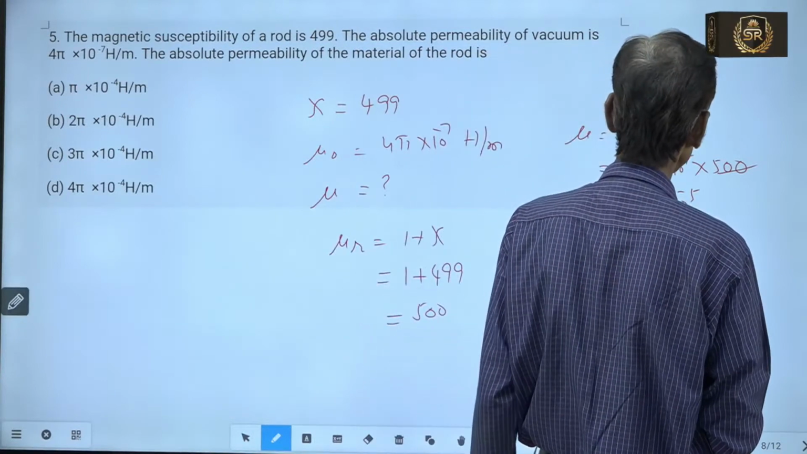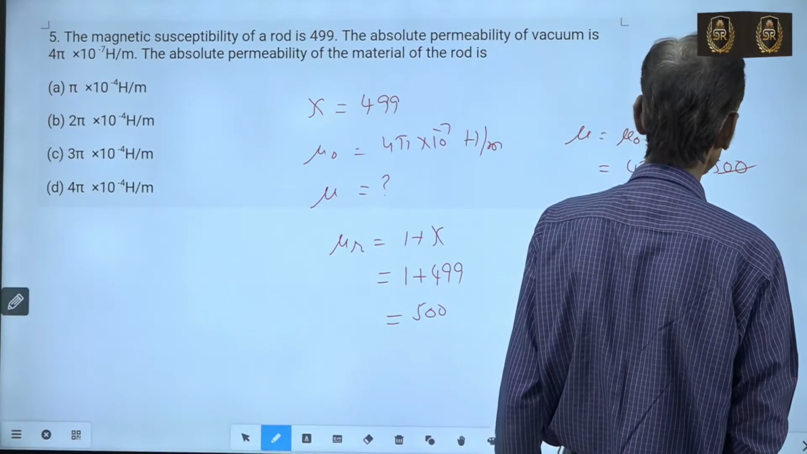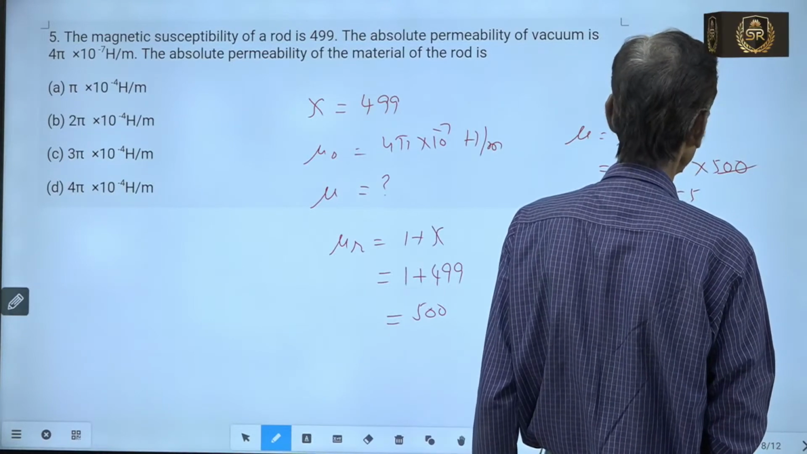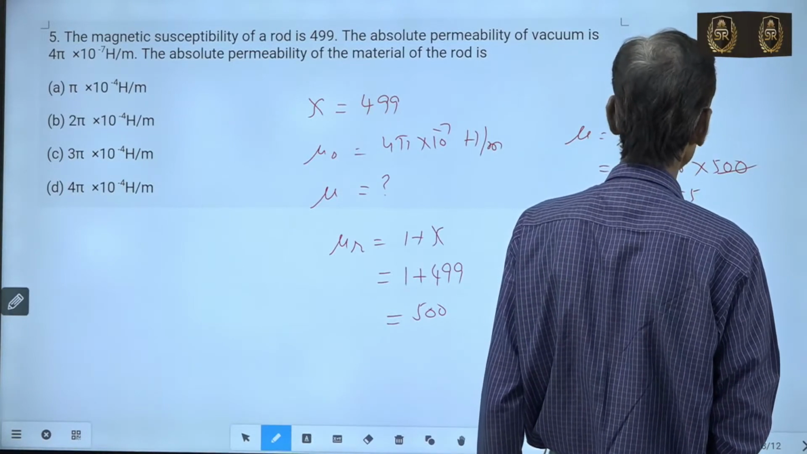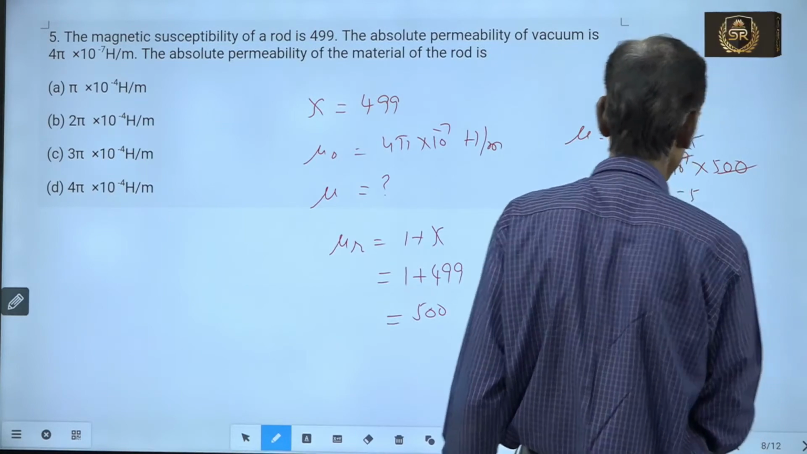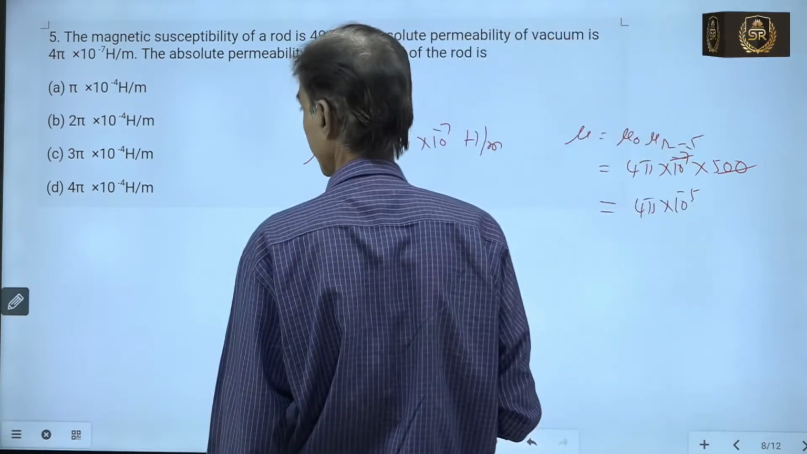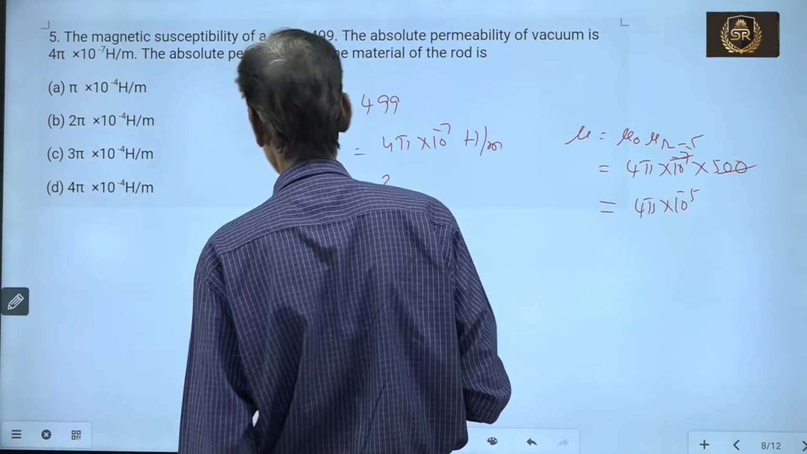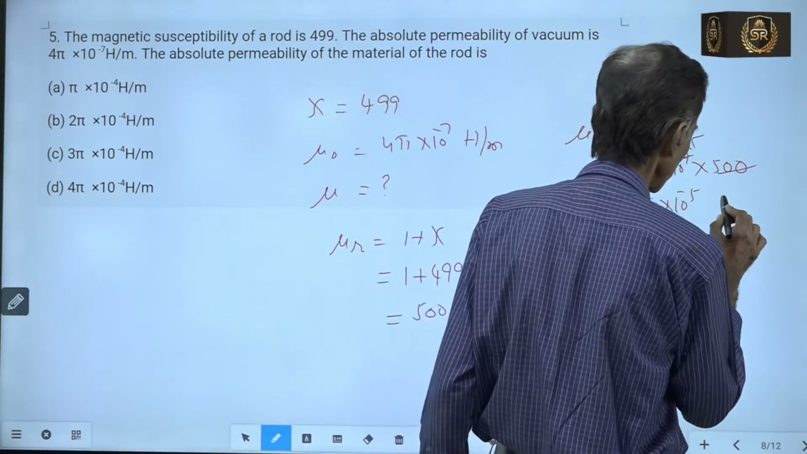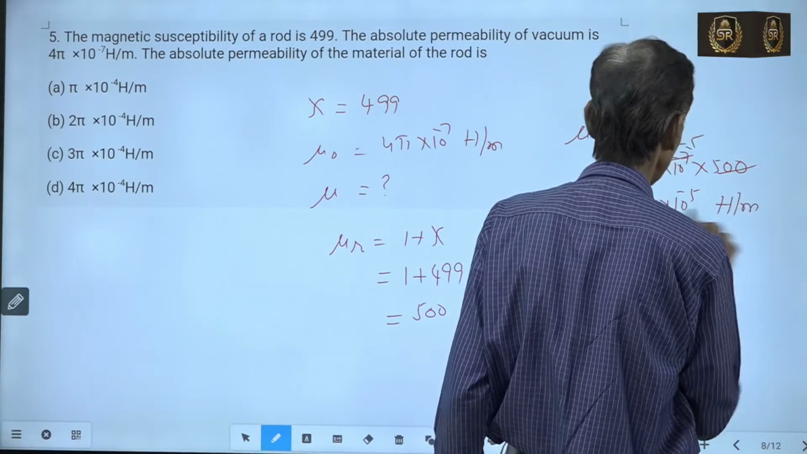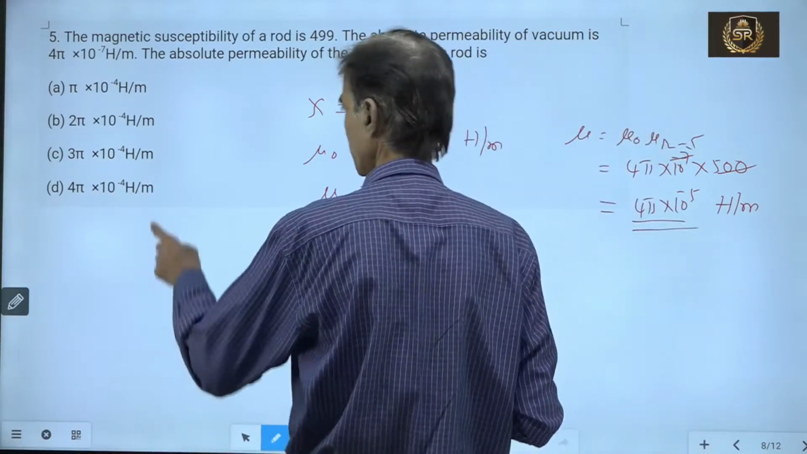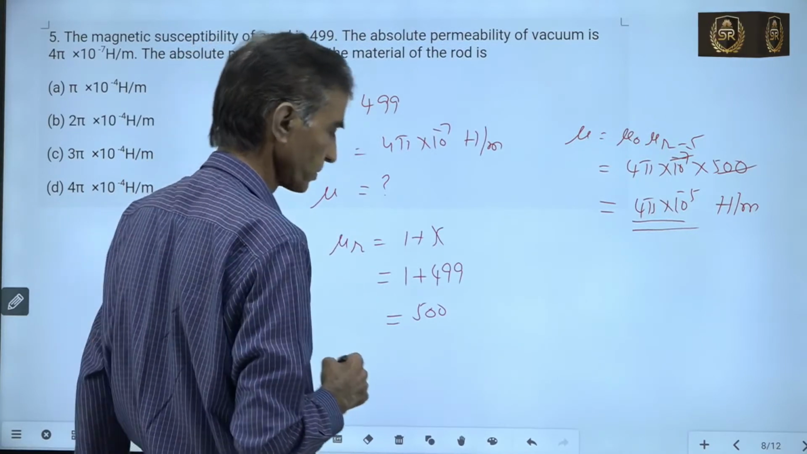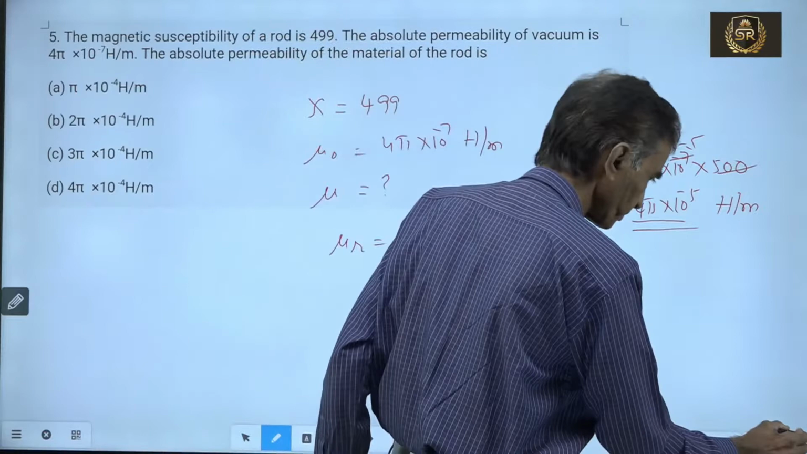Is it minus 4? We have 10 power minus 7, then we have here 10 power minus 5. Only 2 we have, no. Therefore, it should be 10 power minus 5, not 10 power minus 4. So the correct answer should be 5, Henry per meter. Please correct that. This last one should be 10 power minus 5, not 4. Right. Now let us see the next problem.